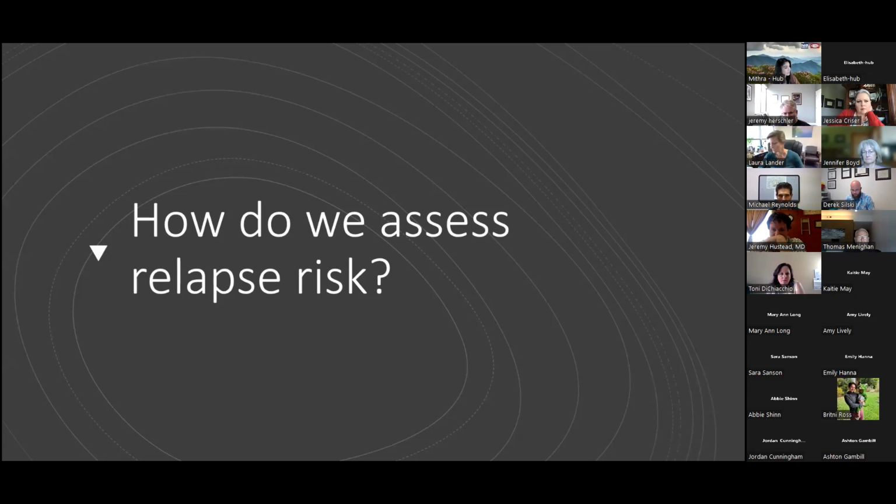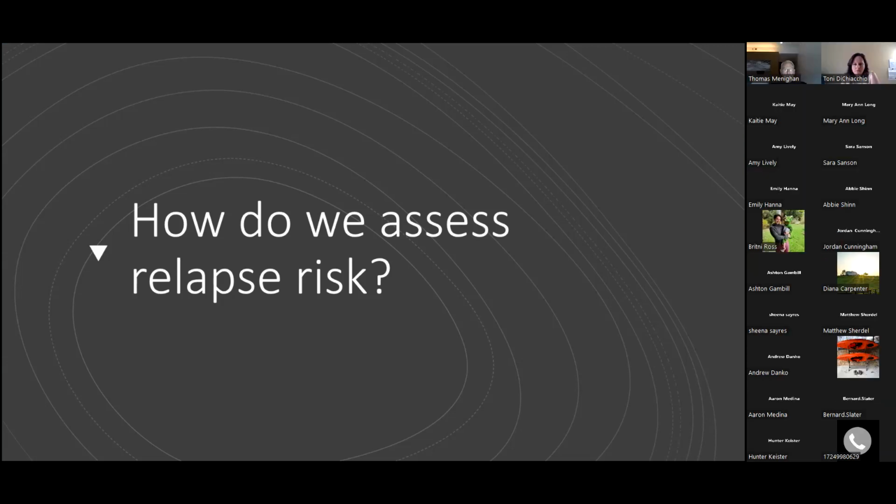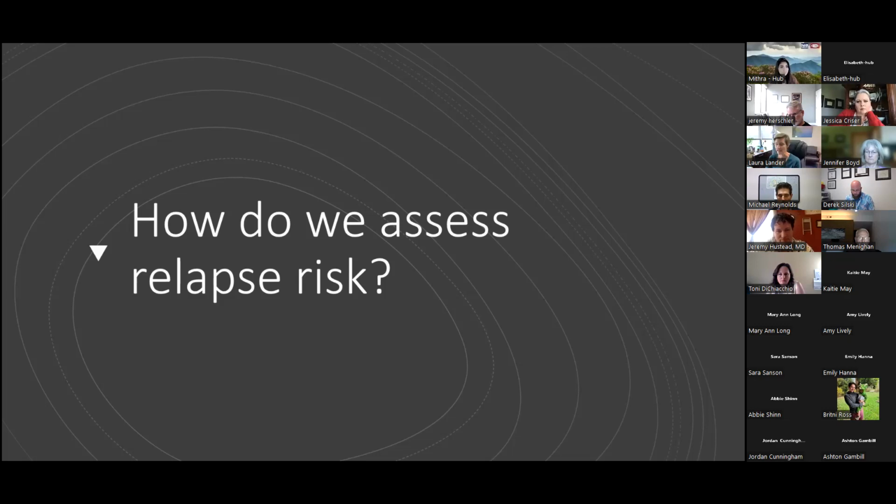One of the things I just wanted to raise right away is how do we assess relapse risk? There are some tools out there to assess relapse risk. And I realized, Mitra, I forgot to send you one of the tools. So when Mitra sends out the wrap up at the end, I'll include a PDF of this tool. One of the tools is called Aware.